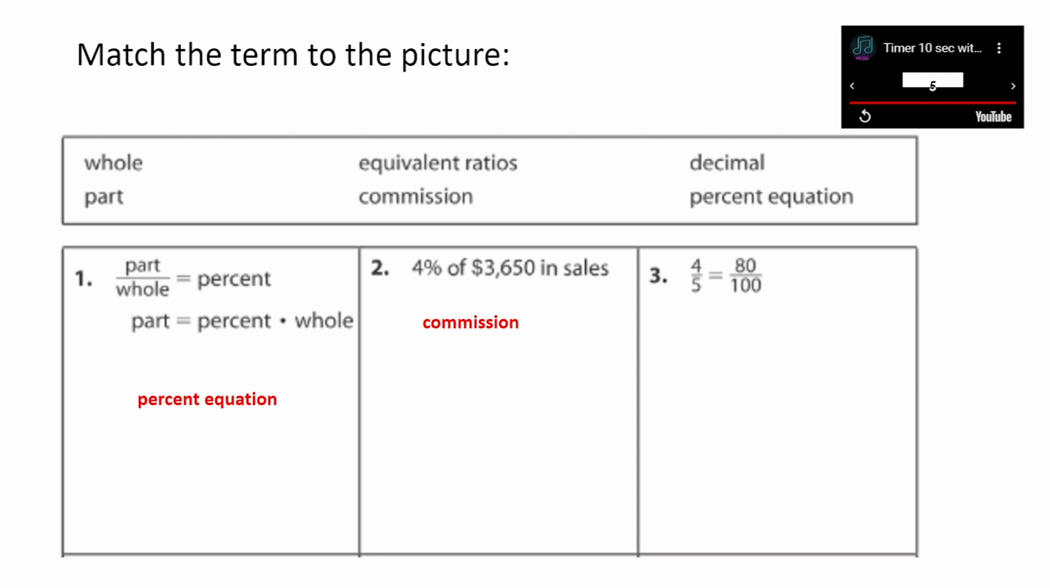And number 3, 4 over 5 equals 80 over 100 represents equivalent ratios. Remember, you can multiply a ratio by 1 or by any value over the same value, or you can divide it by a value over the same value to get an equivalent ratio. So, for example, 4 over 5 times 20 over 20, which is the same as saying 4 over 5 times 1, would give you 80 over 100. You could also say that 80 over 100 divided by 20 over 20, which is the same as saying divided by 1, would give you 4 over 5.